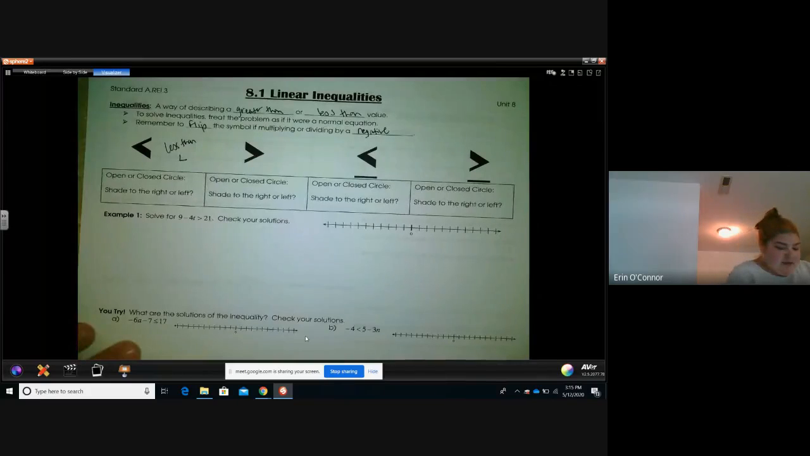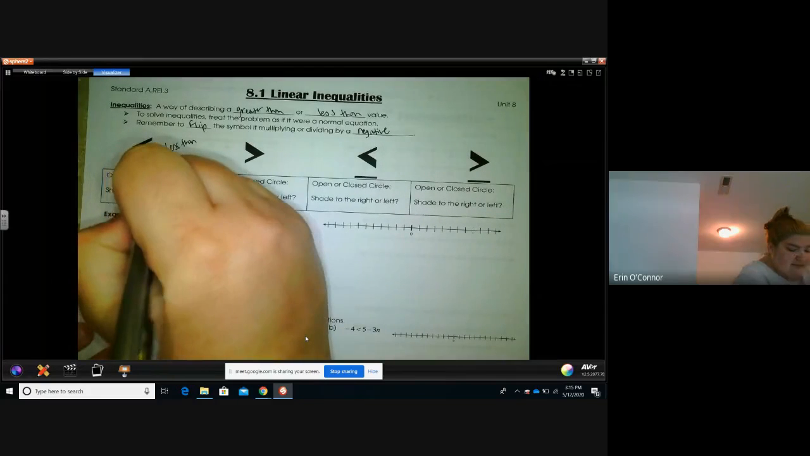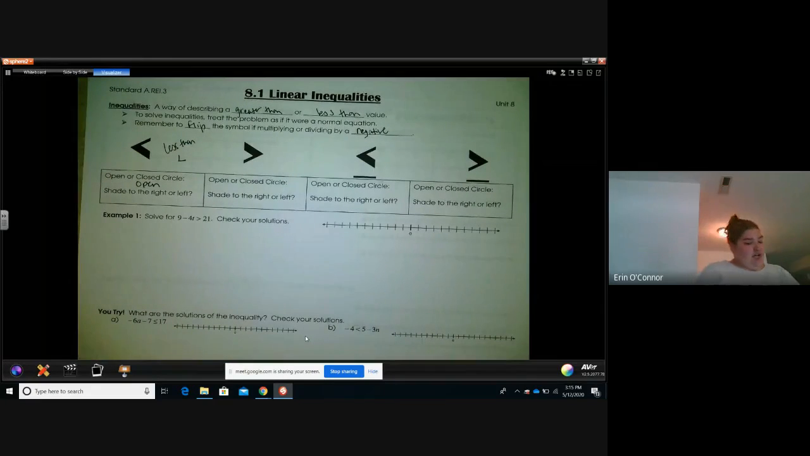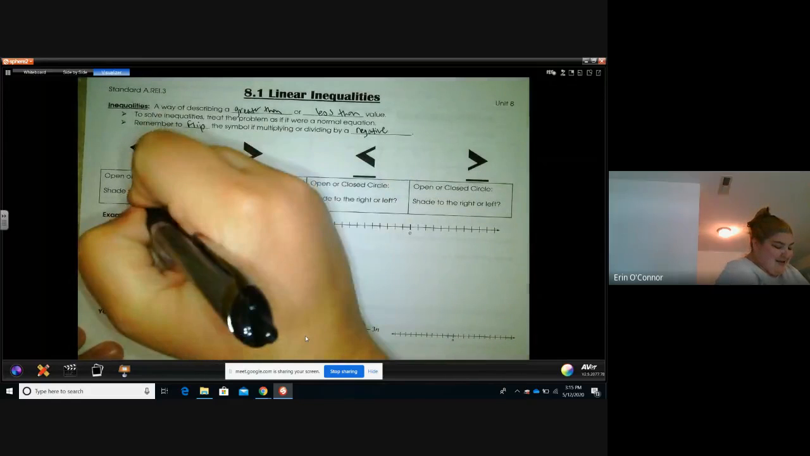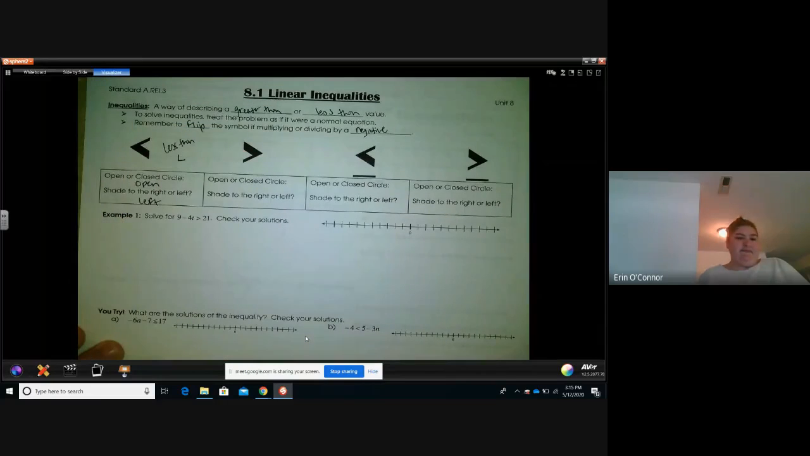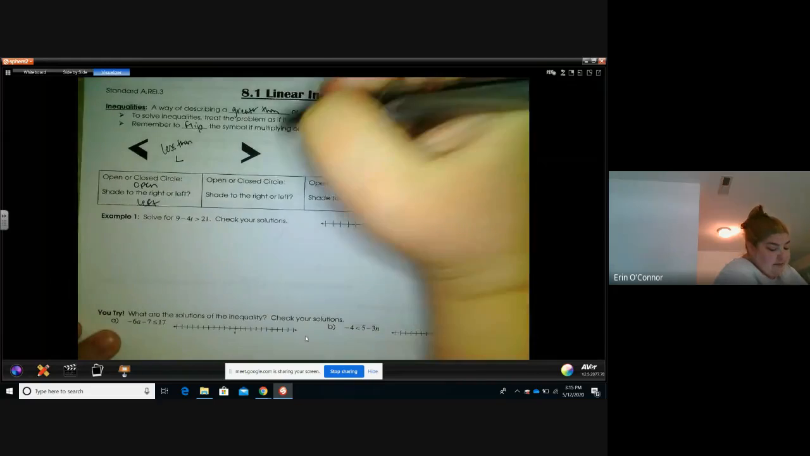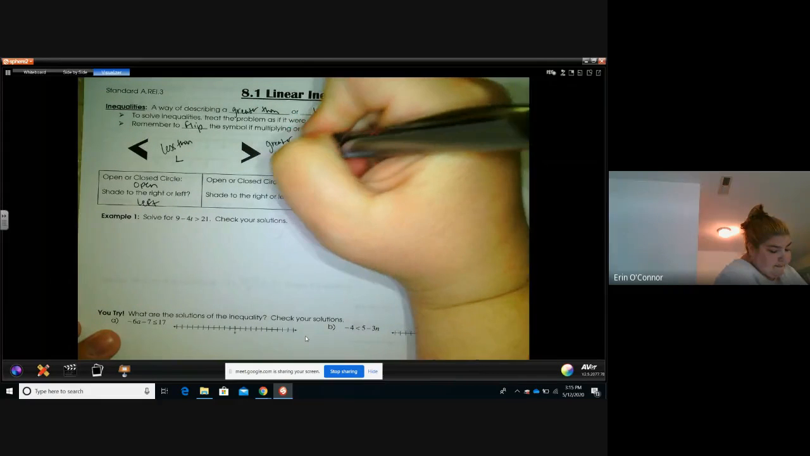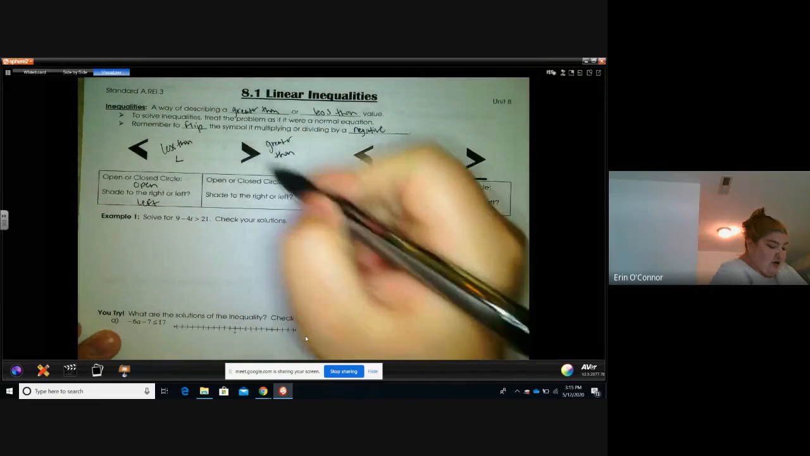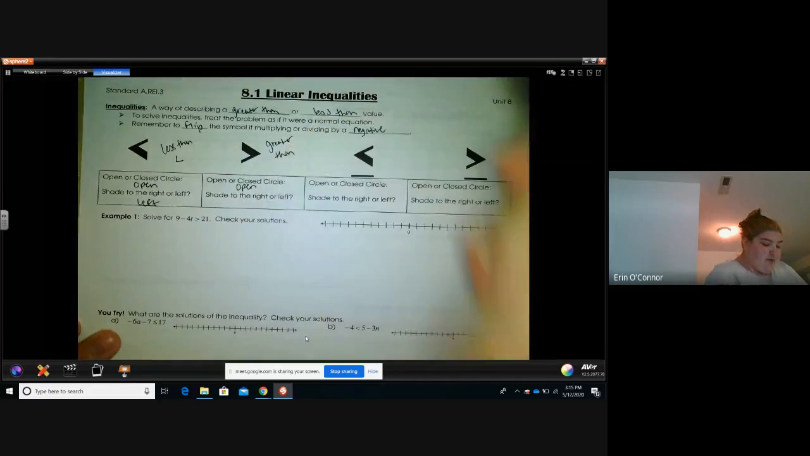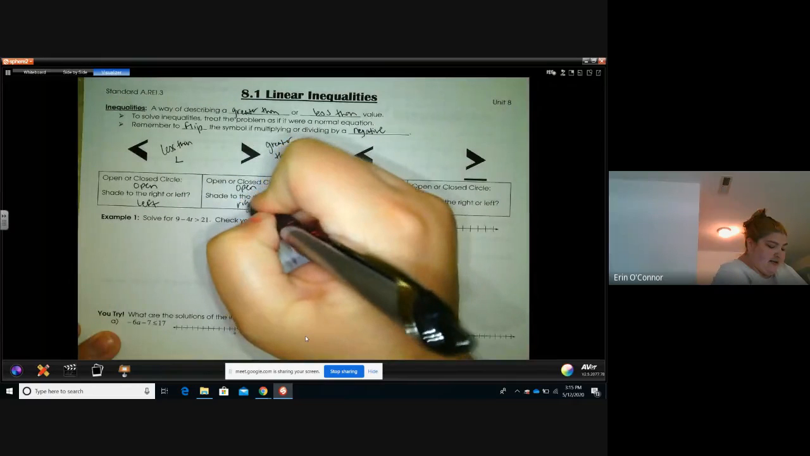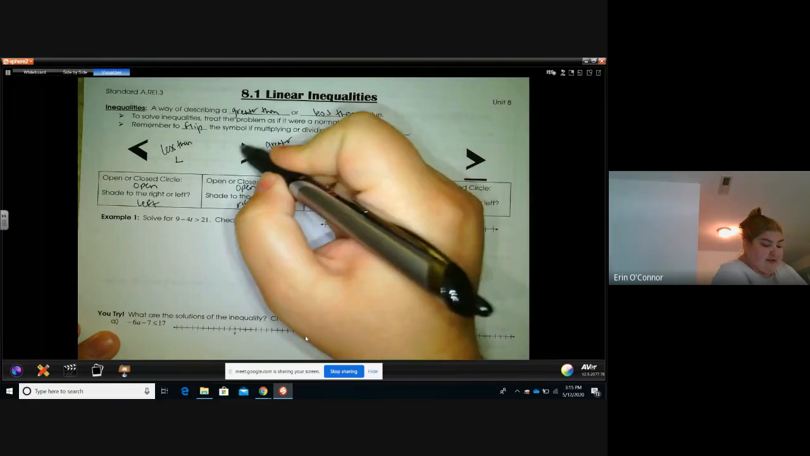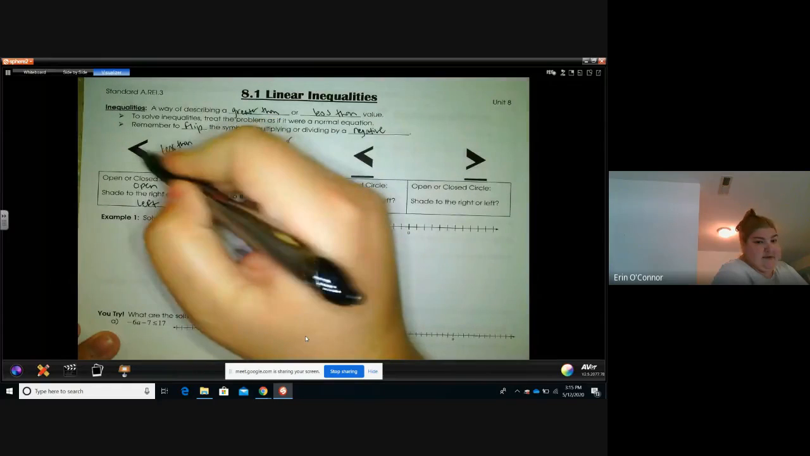Is it open or closed circle? This is an open circle because it doesn't have the equal to. Do we shade left or right? Since it's less than, we shade left. This one is a greater than. And it is also open because there's no equal to portion, and we're going to shade to the right. You shade to the way this is pointing. So this is pointing to the right. This is pointing to the left.